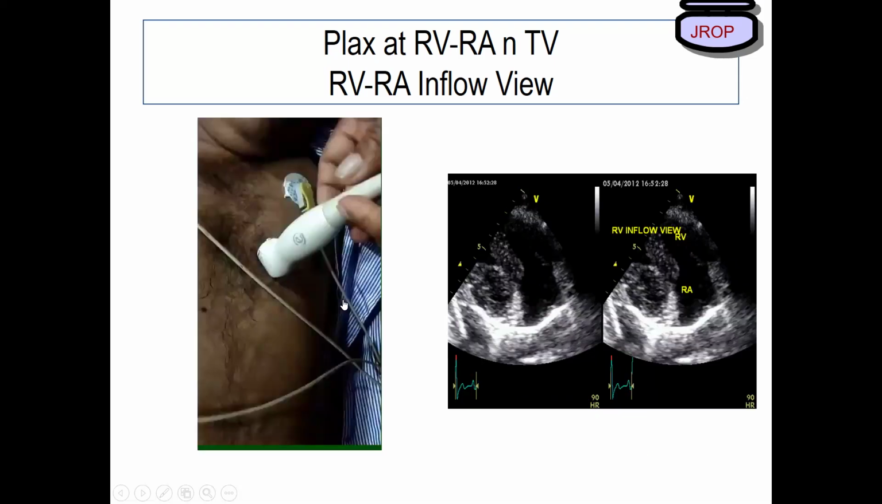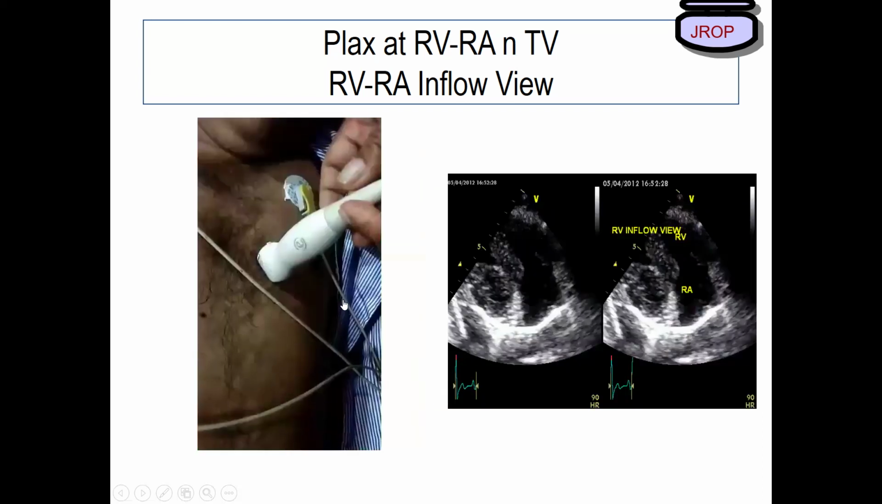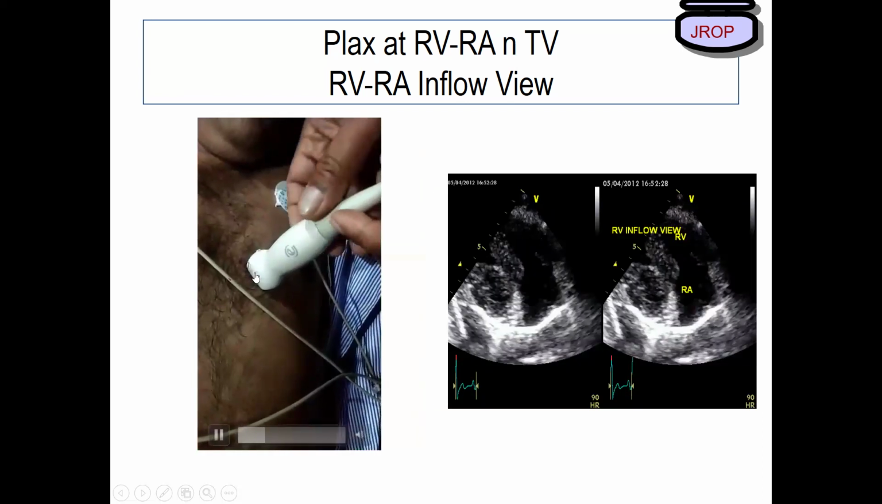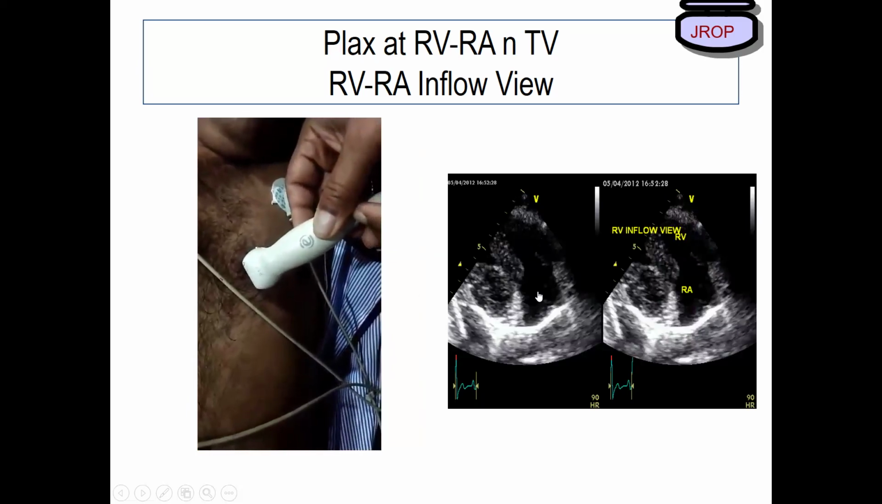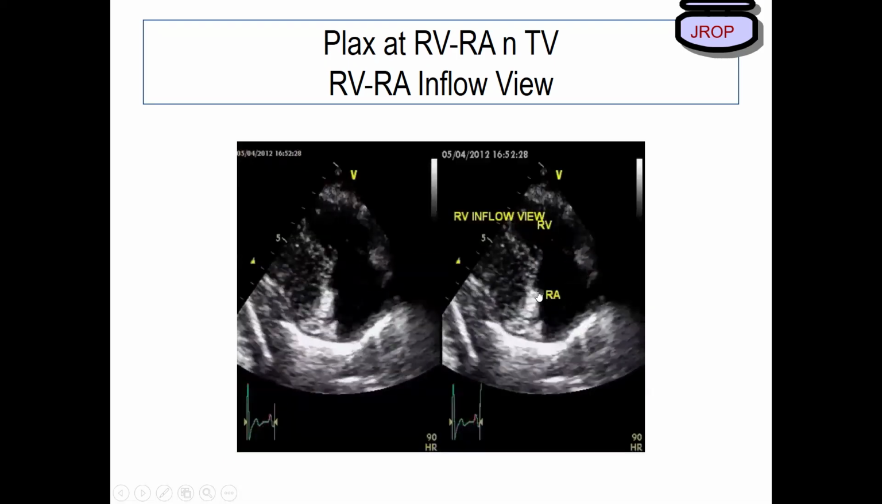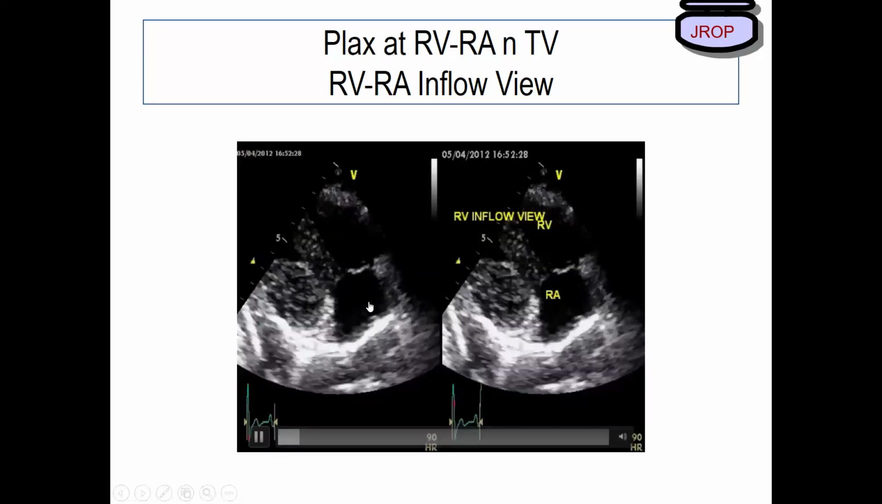I'll go back and show you again. I'm not in a hurry, neither should you be in a hurry. This is the parasternal window. The footprint has started looking towards the mediastinum. And what we get is the RV, RA inflow view. And this is what the RV, RA inflow view is.